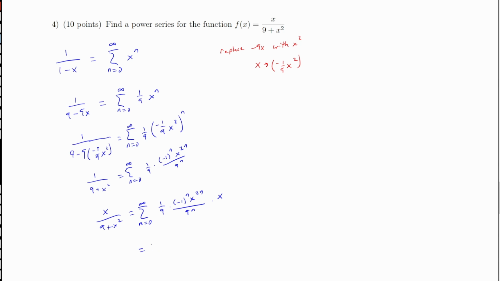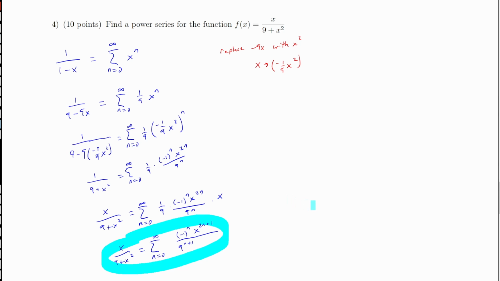So let's clean this up a little bit. 1/9, and I have a 9 to the n in the denominator, so this is going to be a 9 to the n plus 1 denominator. We have a negative 1 to the n. X to the 2n times x will be an x to the 2n plus 1. So that is a power series for our function.